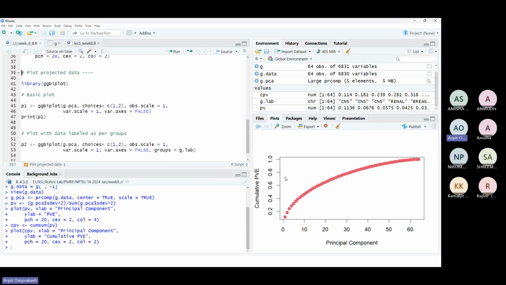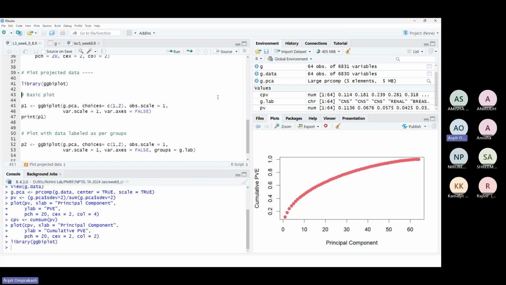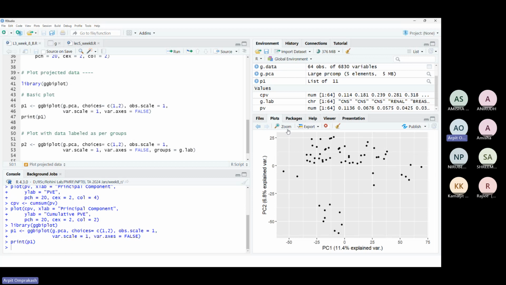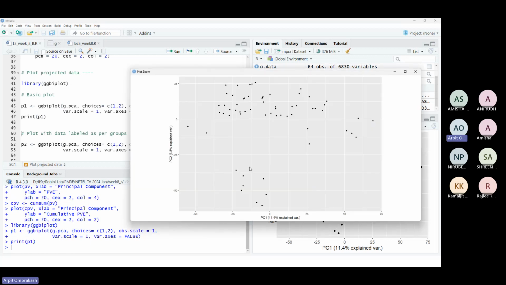But now we just want to visualize the data in 2 dimensions. For that, we'll use ggbiplot. So we provide the PCA data frame. Choices are basically what axes we want to plot. We want the first and the second principal components. We don't want to scale it and we don't want to plot the original axes. So we run this and print it. So we get this. This is how our data looks after we reduce the dimensions to just 2 dimensions, PC1 and PC2, which explain this much variance. So 11.4% and 6.8%. Okay.